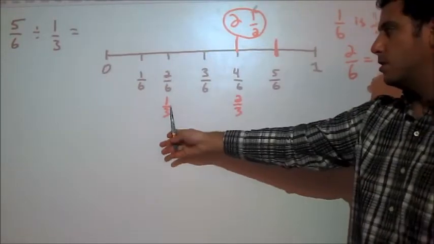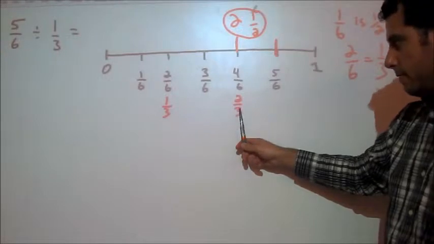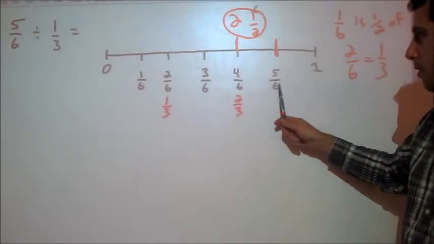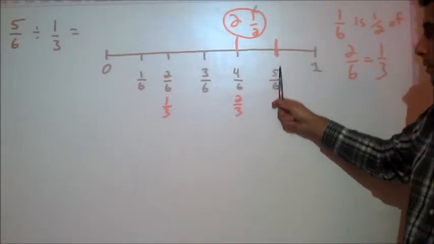Okay, 1/3 brings us to 2/6. 2/3 brings us to 4/6, and then we go another 1/2 of a third to get to 5/6.